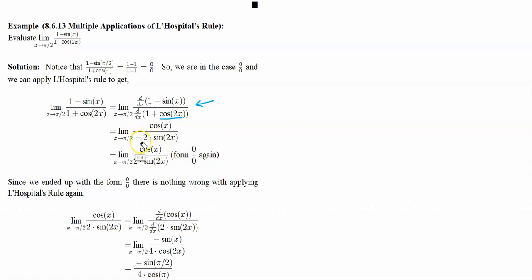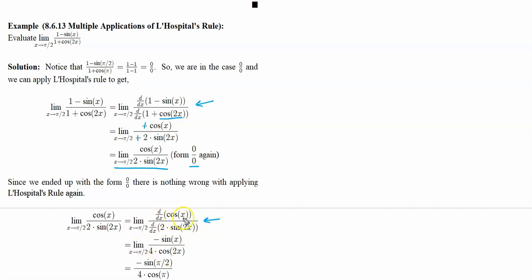Now also notice right here, before we apply L'Hopital's rule again, we cancel these negatives, right? So we get this limit right here, and this is of the form 0 over 0 again, as we just discussed. Now we apply L'Hopital's rule again to this. So down here we take the derivative of the top, divide by the derivative of the bottom, that's what we have right here.